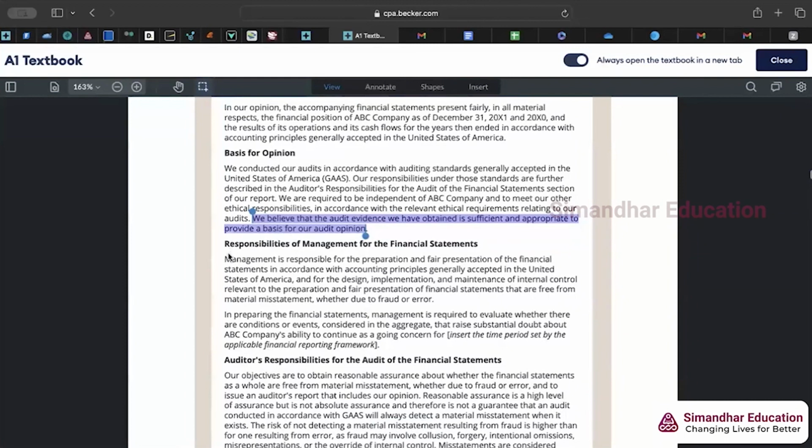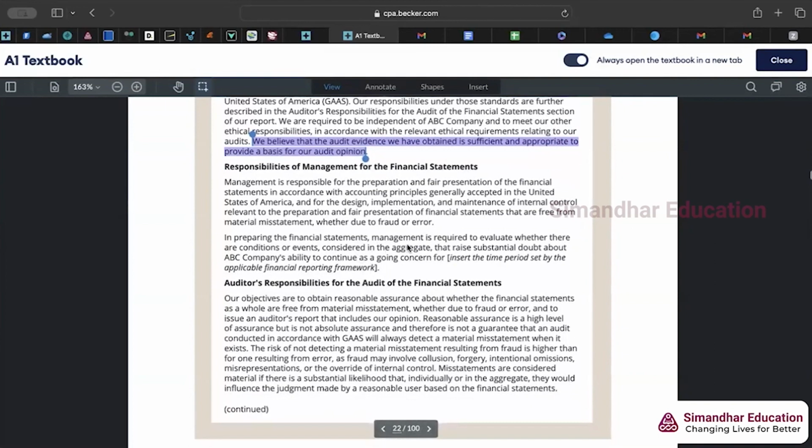Responsibilities of management. Management is responsible for the preparation and fair presentation of financial statements in accordance with accounting principles, and for the design, implementation and maintenance of internal controls relevant to the fair presentation of financial statements that are free from material misstatement, whether due to fraud or error. In preparing the financial statements, management is required to evaluate whether conditions exist that raise substantial doubt on the company's ability to continue as a going concern in accordance with whatever GAAP they need to follow.